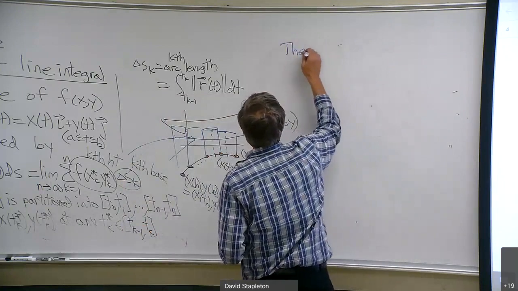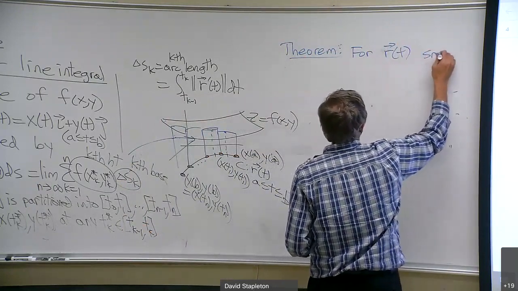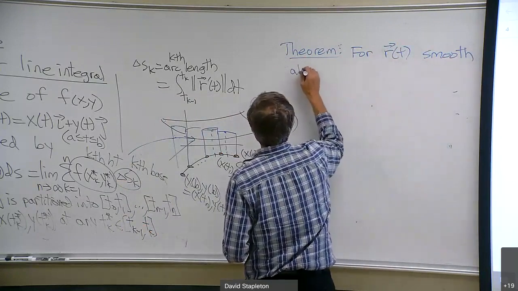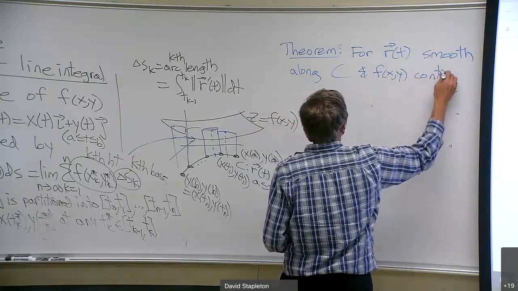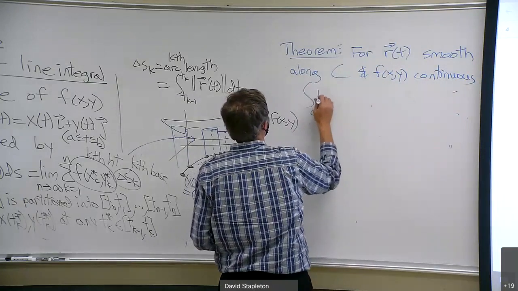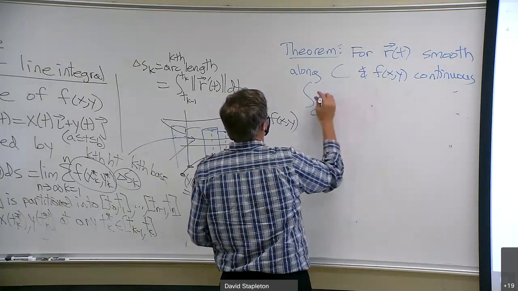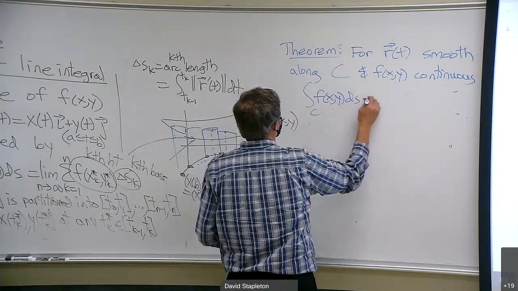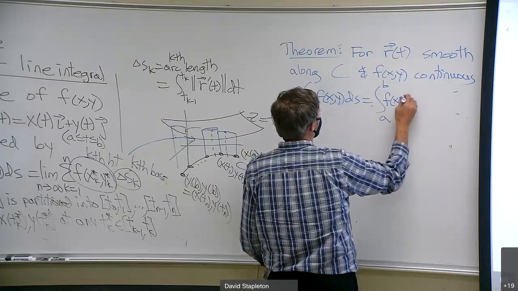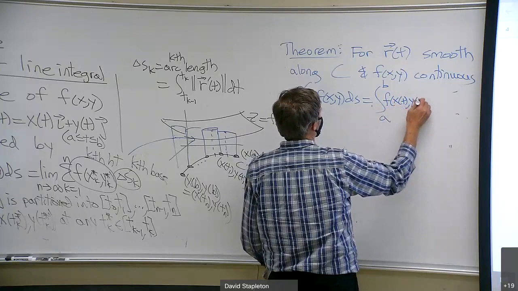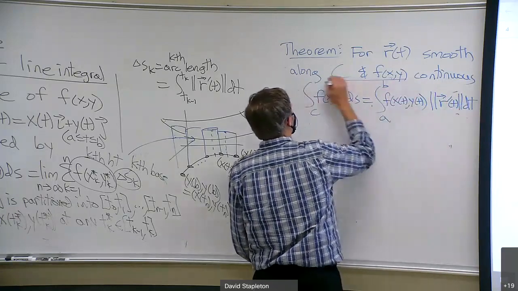Well, let's just write that as a theorem. Theorem: for R of t smooth, meaning it has a continuous derivative along C, and f continuous, you can evaluate the scalar line integral of the scalar function f of x, y, ds, as being the integral t going from a to b of f, a function of x of t and y of t, times the length of r prime of t, dt. That'll be the formula for evaluating.